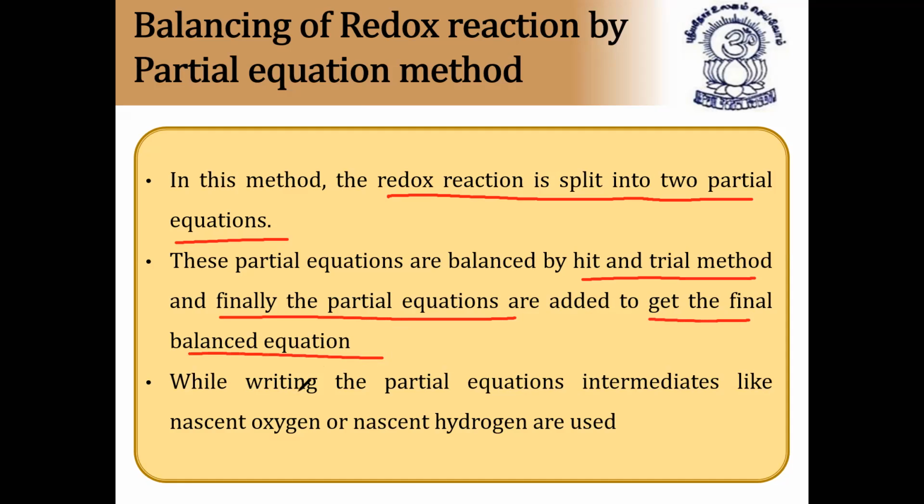While writing the partial equations, intermediates like nascent oxygen or nascent hydrogen are used. We have to write the intermediates. It's very, very important. Nascent oxygen is nothing but what? It's highly reactive. It is also called just born oxygen, or just born hydrogen. These form as intermediates in the chemical equation. This also we should include. Then only the equation gets balanced. Let us see how it will get balanced right now.